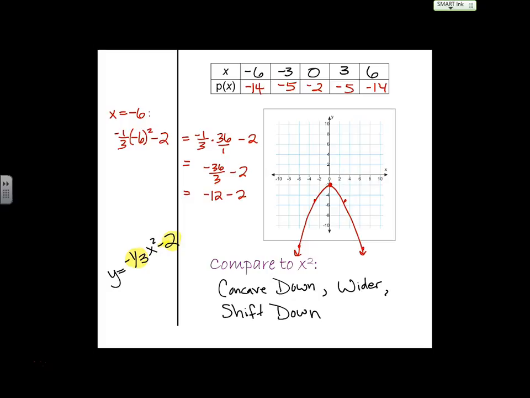So we have concave down. We have wider. We have shift down. Snazzy math terms: we have a vertical shrink by a factor of 1/3, a vertical flip or reflection, and a translation down too. But guys, these words are just great for me. Do you see how there was a shrink that made it wider? There was a shrink and there was a shift and there was a reflection. Lot going on.